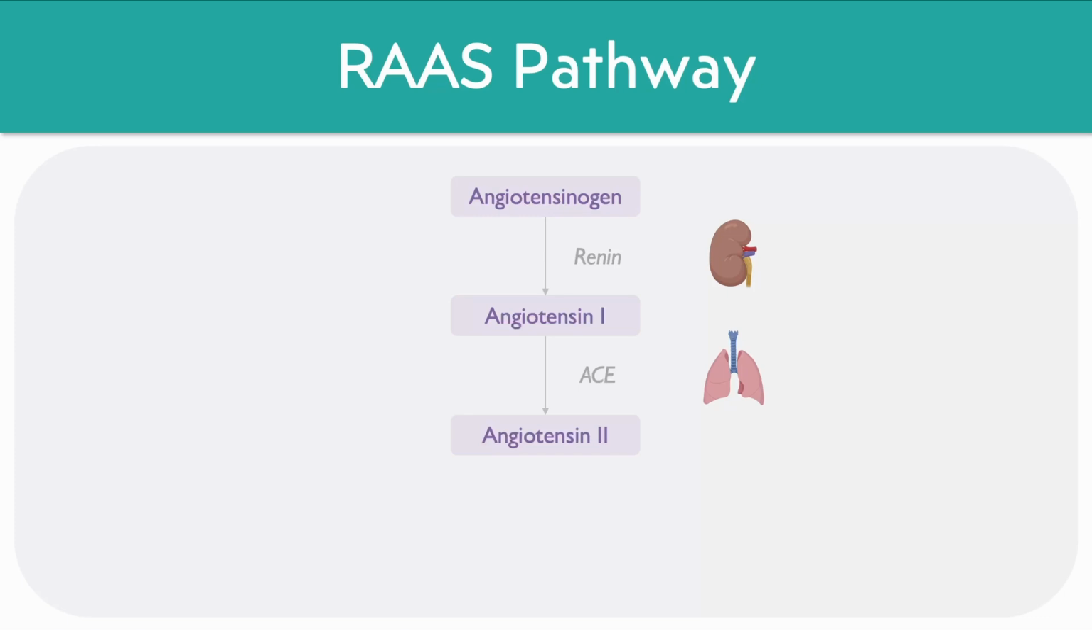Angiotensin 2 is the key hormone in this pathway, and it activates different mechanisms in an attempt to increase blood pressure. For example, it leads to increased vasoconstriction, it activates aldosterone, and it activates anti-diuretic hormone. And we're going to be talking about each of these changes individually.